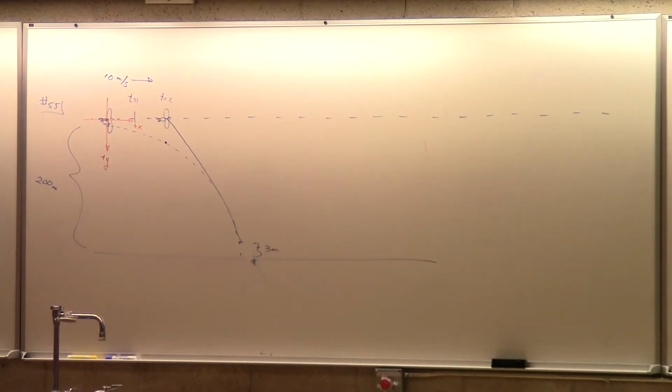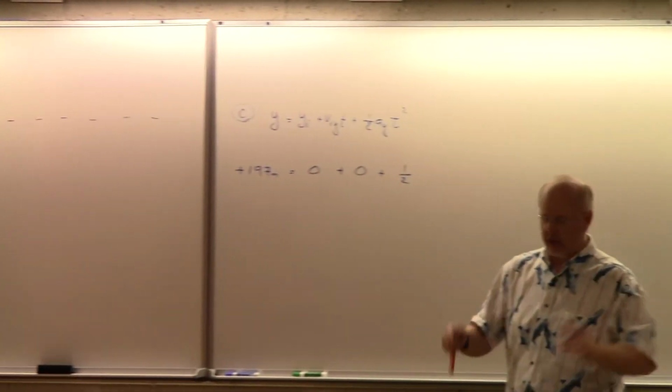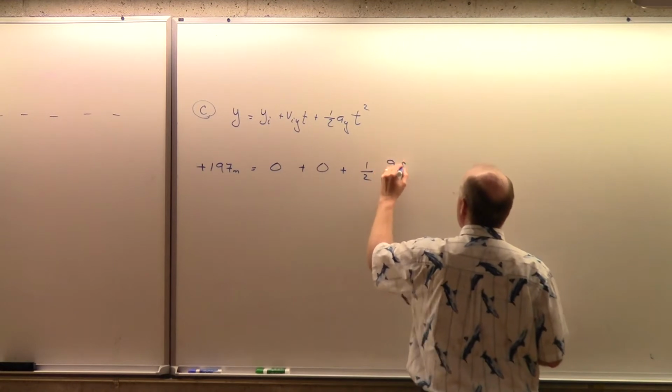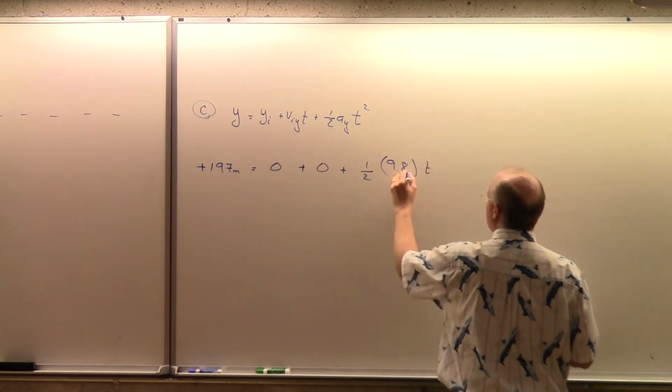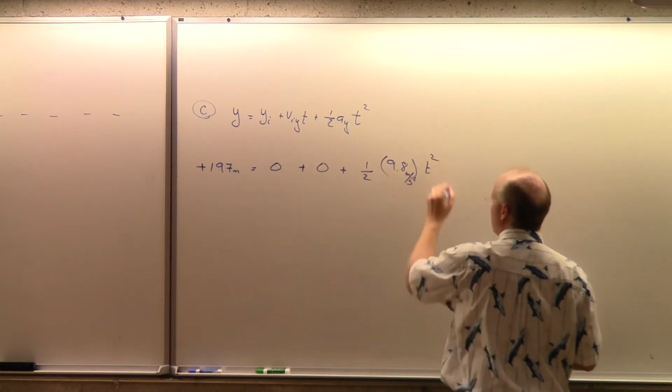And then what's our acceleration? Positive or negative? 9.8. Yeah, positive 9.8. So there's a positive 9.8, and there's my units, meters per second squared.